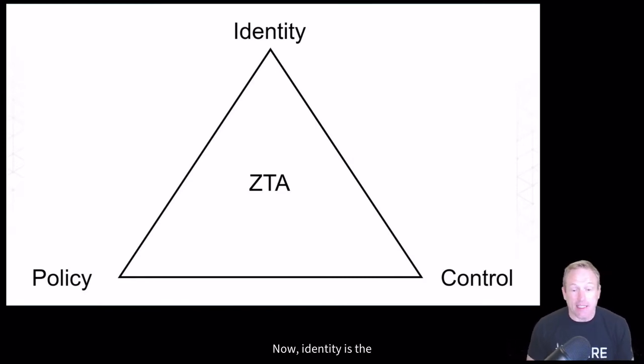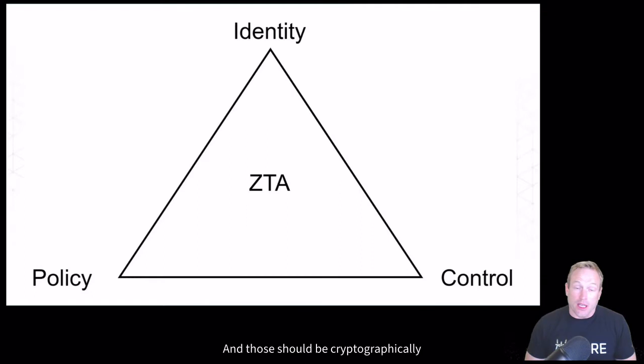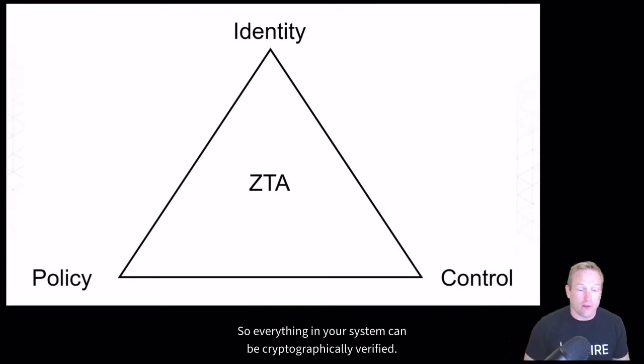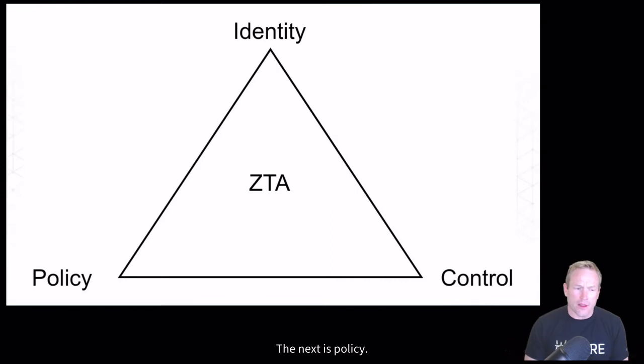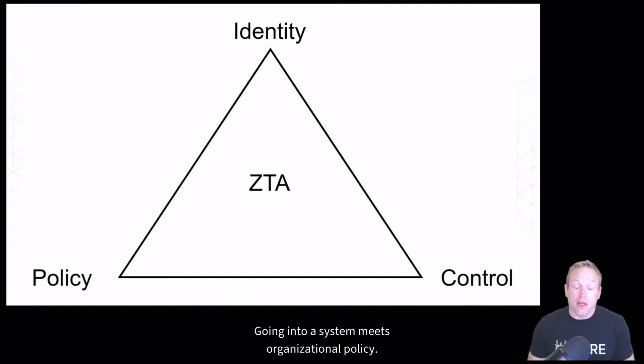Now, identity is the immutable attributes of either your workloads or your users. And those should be cryptographically identified in either cryptographic tokens, such as JWTs, or X509 certificates. So everything in your system can be cryptographically verified. The next is policy. Generally, when we talk about policy, we talk about change control boards. And we want to know if a change going into a system meets organizational policy.